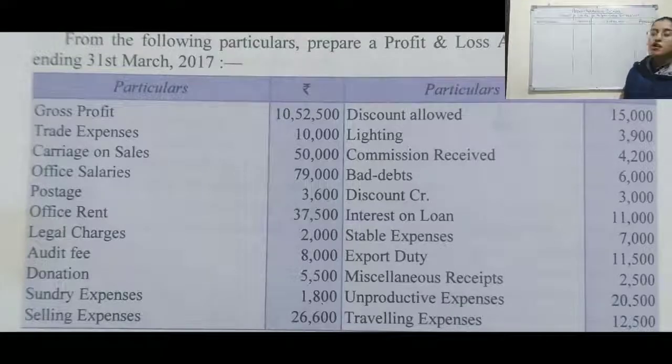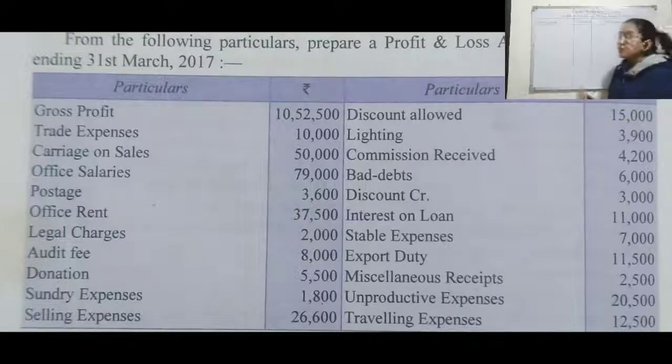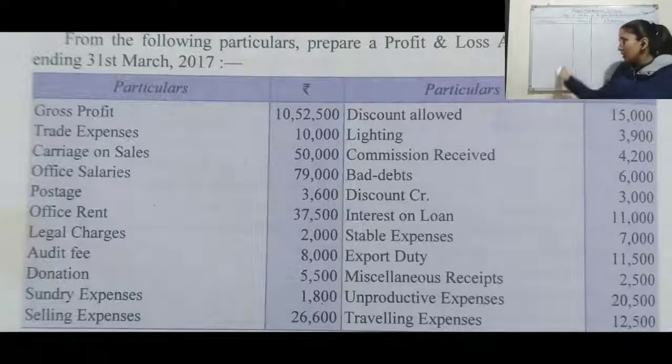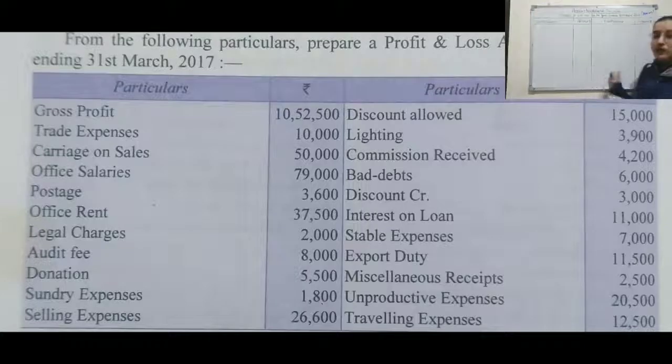Today in this session, we'll be discussing some practical questions based on P&L account. We have already studied the concept of profit and loss account in the previous video. So today we'll be solving the practical question based on P&L account. As we know, P&L account is a nominal account, which means on debit side we will record all the expenses which are indirect expenses, and on credit side we record all the income according to nominal account rule.